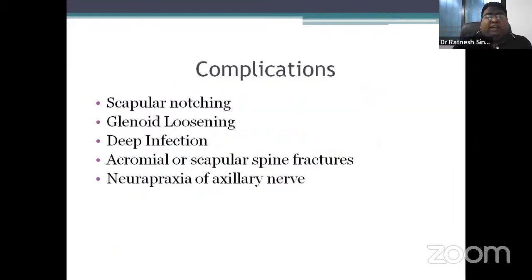Now, what are the complications? Scapular notching is one of the major causes of early failure. Scapular notching can lead to glenoid loosening. Also deep infection, acromial or scapular spine fracture, and neuropraxia of the axillary nerve are common. Complete axillary nerve injury is relatively rare.